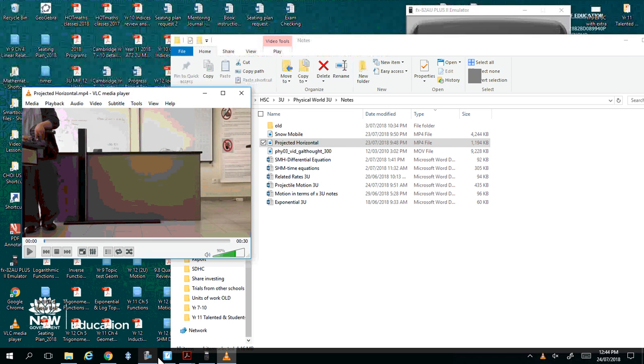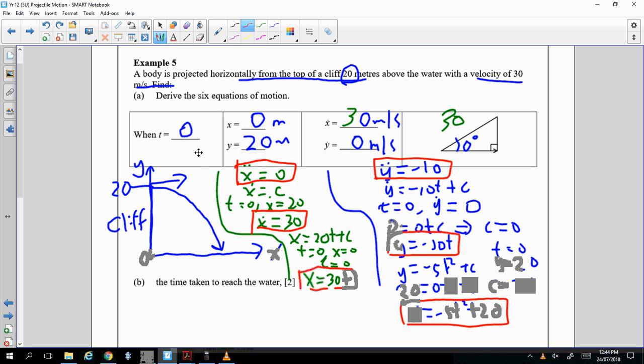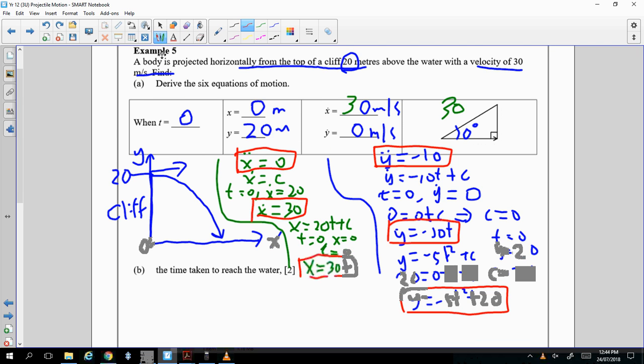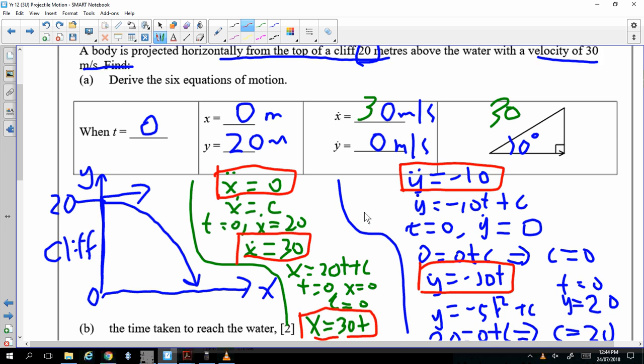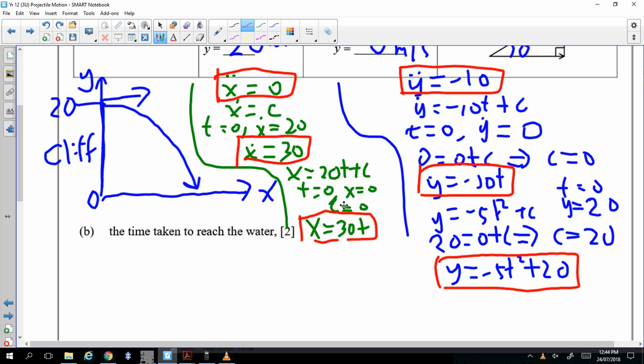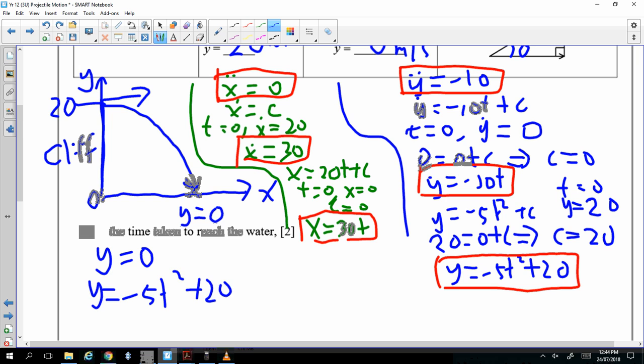How long does it take to reach the water? To reach the water, what's the value of y? Y will be 0. When you reach the water, y is 0. So now you get the equation: y equals negative 5t squared plus 20. Make that equal to 0. Let's see how long it takes to drop on the water. So that means negative 5t squared equal to negative 20. T squared equal to 4. We take the positive square root because time is positive. So it takes 2 seconds to reach the water.